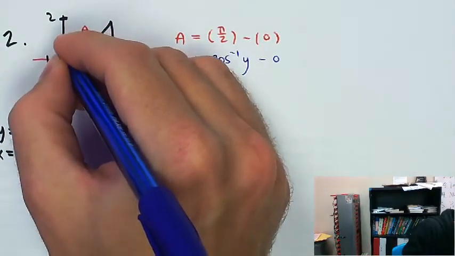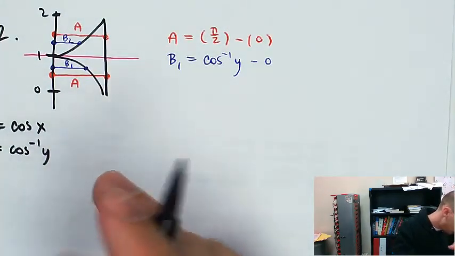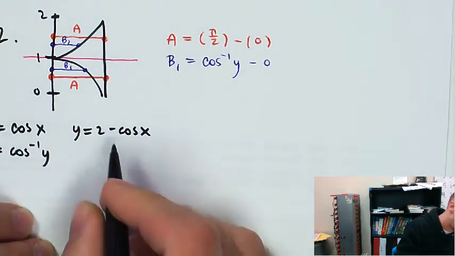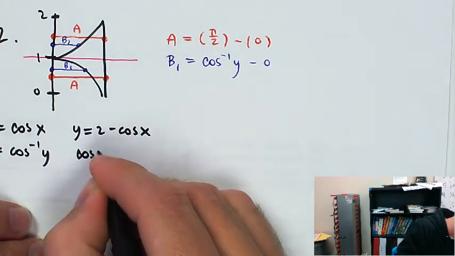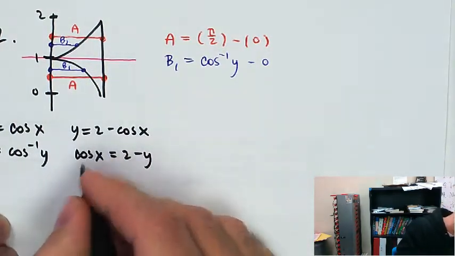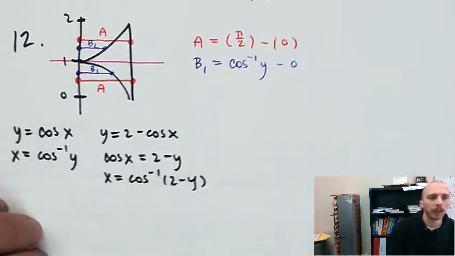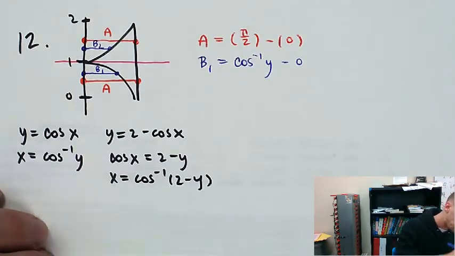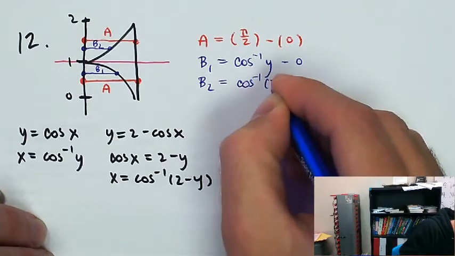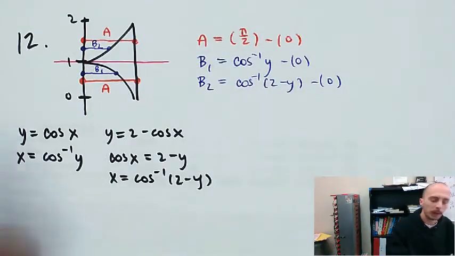And then B2, I'm going to have to do a little solving to get that. I can work with that as well. That's y equals 2 minus cosine x. Okay. So maybe I'll solve for cosine x equals 2 minus y. Okay, and I'll take inverse cosine of both sides, and x is arc cosine 2 minus y, minus 0. Right minus left.